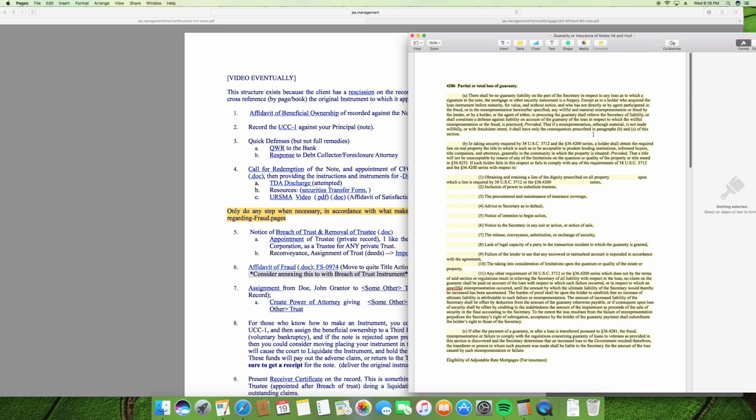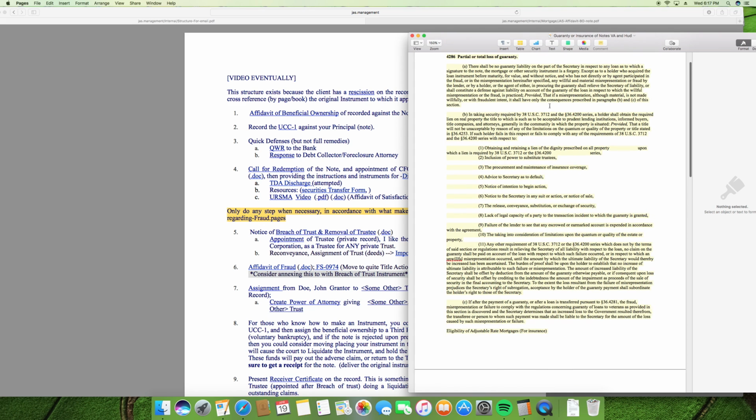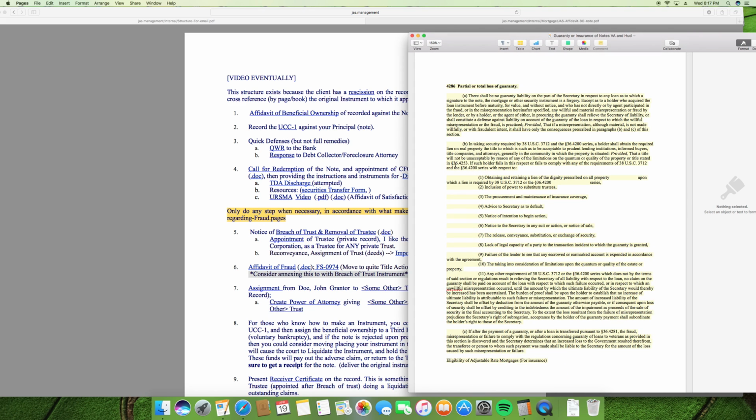Anyways, all this yellow stuff right here, you can Google under 38 USC, and I think it's actually 38 USC 3712. Or you'll get these notes, and it's in here. I want to say it's under Title 36 CFR 2. This is talking about the guarantee, or the certificate of guarantee, the loan insurance, right?